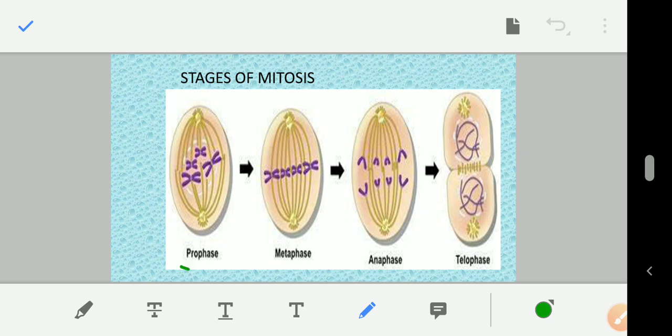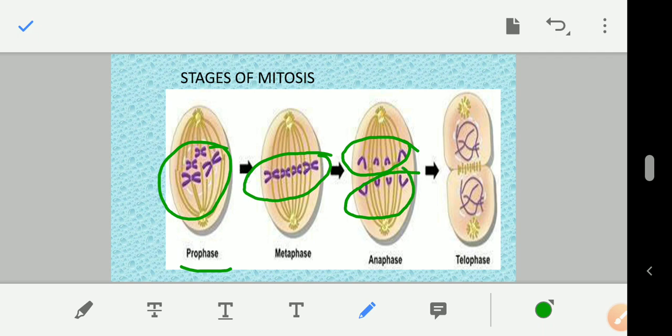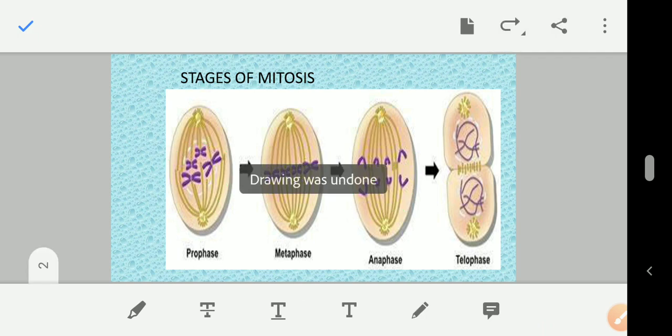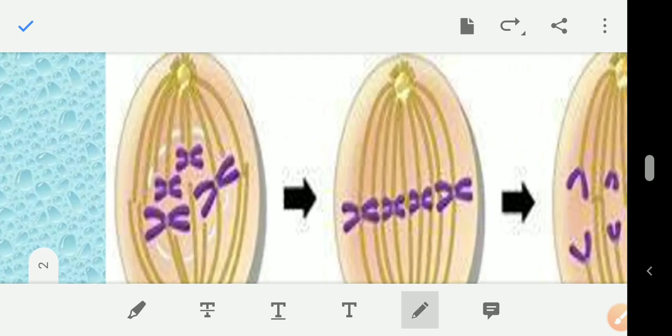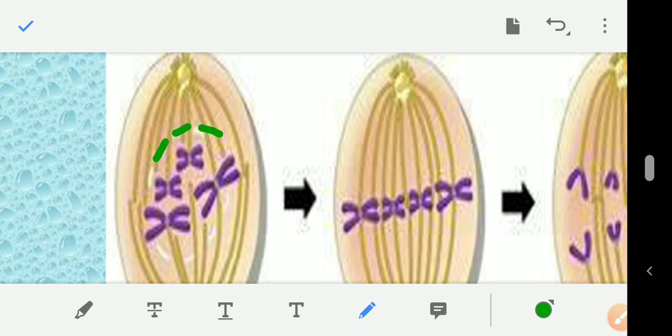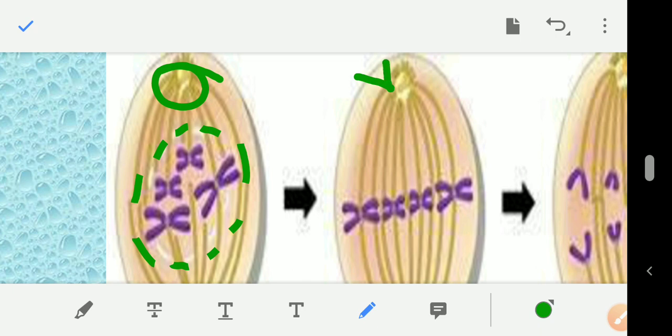So first we have prophase. How can we identify prophase? In prophase, chromosomes are in scattered form, while in metaphase, chromosomes are on the equator. In the case of anaphase, chromosomes are divided into chromatids and these chromatids are arranged on the poles. Similarly, during prophase, you can notice that there is a nuclear membrane which is in a disappearing condition. Okay, and this one is the centriole, and from the centriole here we have aster rays.